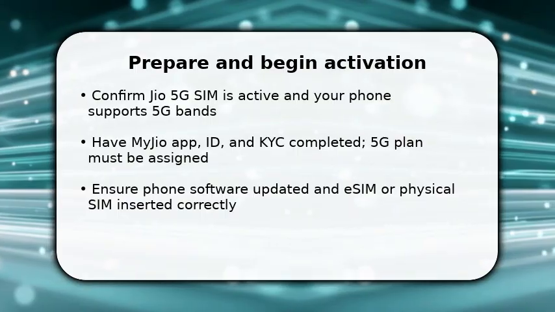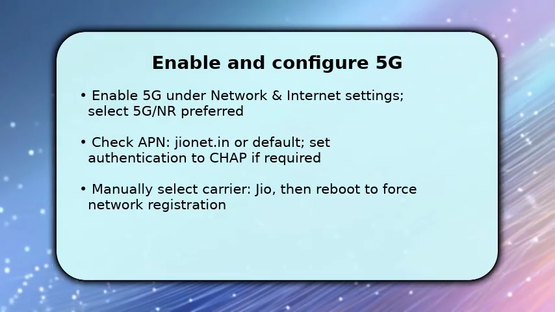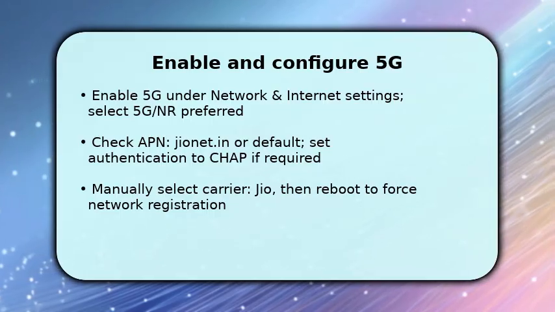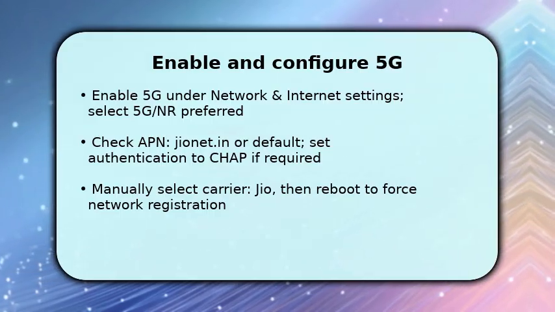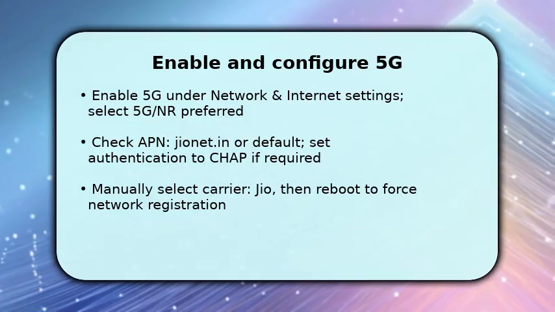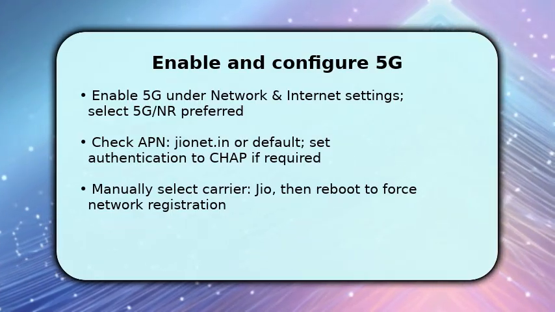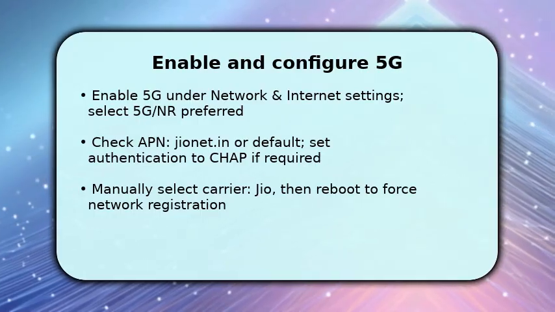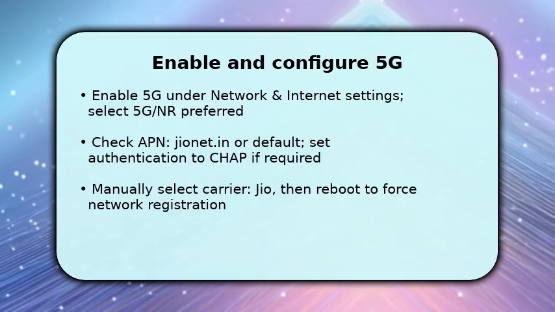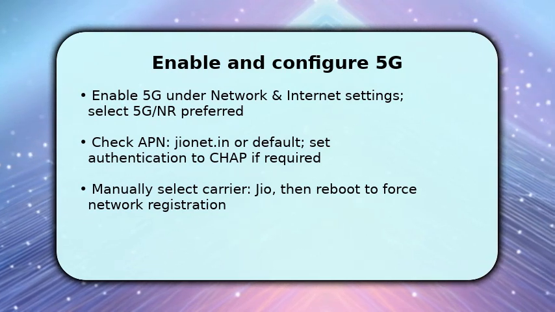Next, you enable 5G in settings. Go to Network and Internet, choose SIM, and set preferred network type to 5G/NR or 5G Auto. Once selected, verify APN is correct, typically jionet, and adjust authentication to CHAP if your phone needs it. After changing settings, manually select the Jio network to force re-registration. Sometimes automatic selection lags. Finally, reboot the phone. This clears old registrations and makes the radio handshake with Jio's 5G.